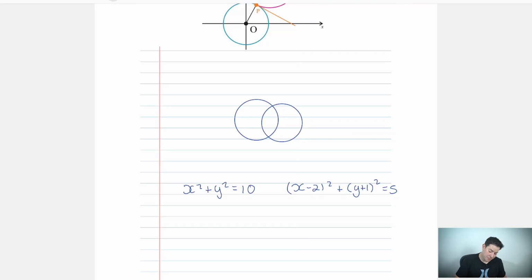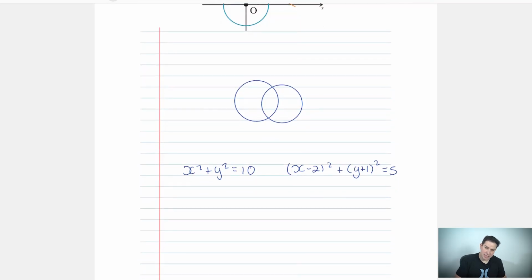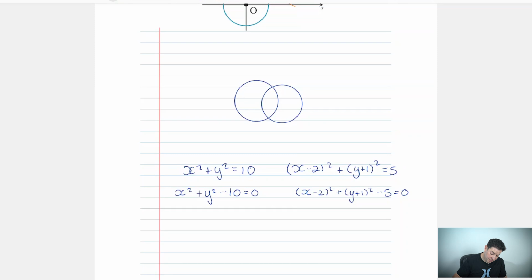Now, everything we've learned so far in graphs is if we want to find the points of intersection of two graphs, we make them equal to each other. However, with circles, it's a little bit different. So the first question here is, how would we actually make these circles equal to each other? And that is, we would go x squared plus y squared, and we take the constant over, minus 10 equals 0. And over here, we would have (x minus 2) all squared plus (y plus 1) all squared minus 5 equals 0. So now that we have both equations equal to 0, we can equate them and make them equal to each other.